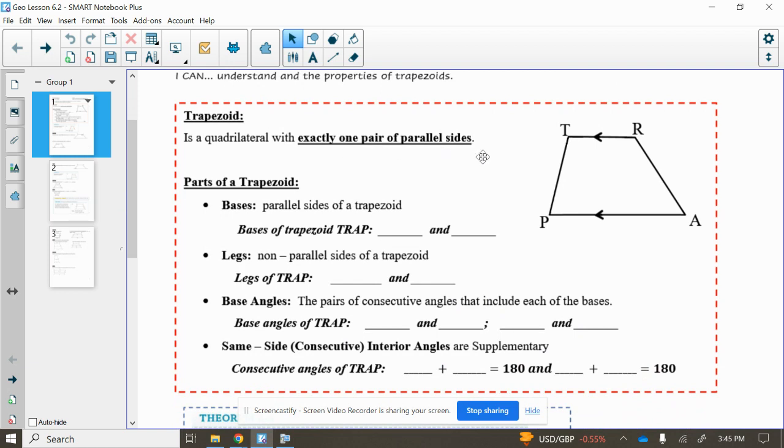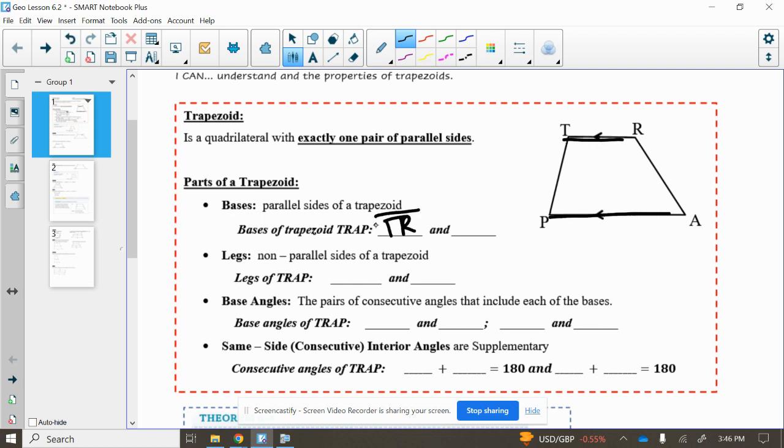And we have one pair of bases. That's that pair of parallel sides. So in this case, that would be side TR and PA, because again, those are the parallel bases. And then the non-parallel sides are called the legs. So that would be side TP and RA, the non-parallel sides.